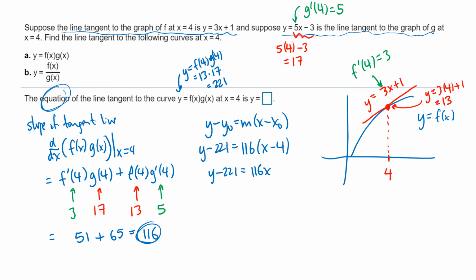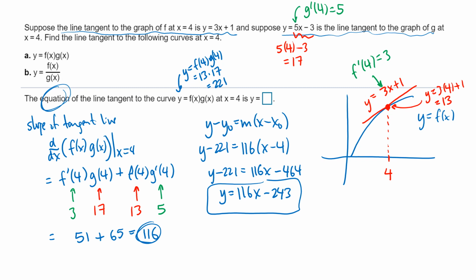116 times 4 works out to be 464. By the way, I'm doing this arithmetic in my head, so if I get it slightly wrong, hopefully you'll forgive me. So now we're going to add 221 to both sides. So that's 116x, and then negative 464 plus 221 is going to be negative, again, I'm doing this in my head, 243. Pretty sure that's right. So that would be my tangent line, possibly not if I made an arithmetic mistake, but that's the idea for sure.